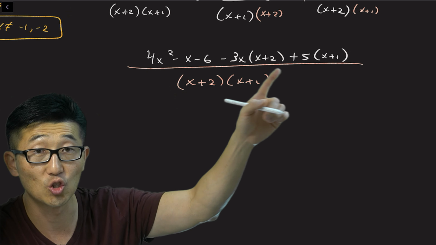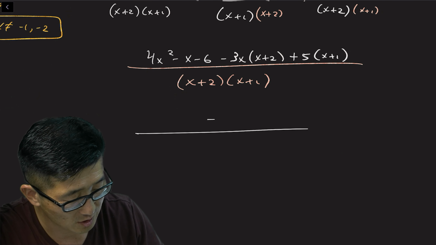And now let's distribute it out carefully without missing anything. 3x squared minus 6x plus 5x plus 5. And then, oh, I forgot to write the first few terms. 4x squared minus x minus 6. Okay, so x plus 2, x plus 1. Tiring, huh? All right, let's get rid of those two. 4x squared minus 3x squared becomes x squared. So cross it out. Again, always looking for the most careful way to do math, so you don't make careless mistakes.